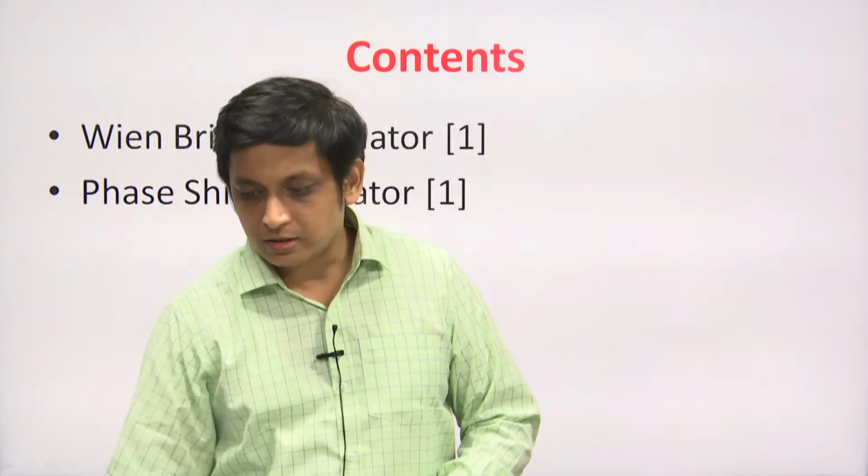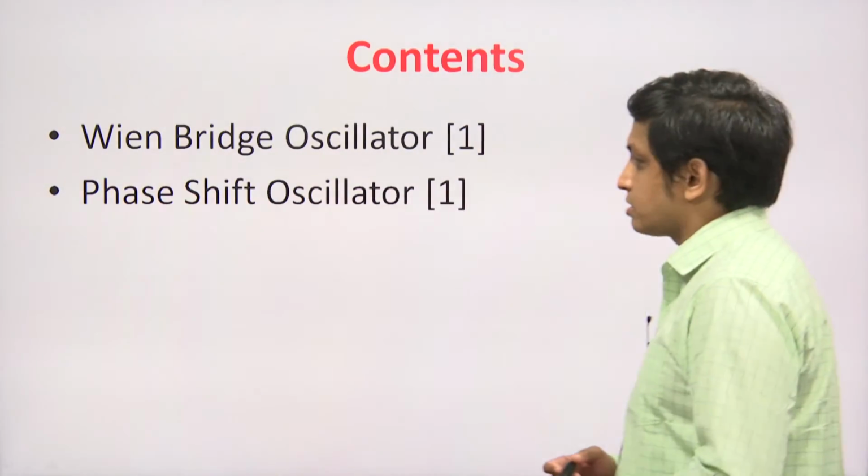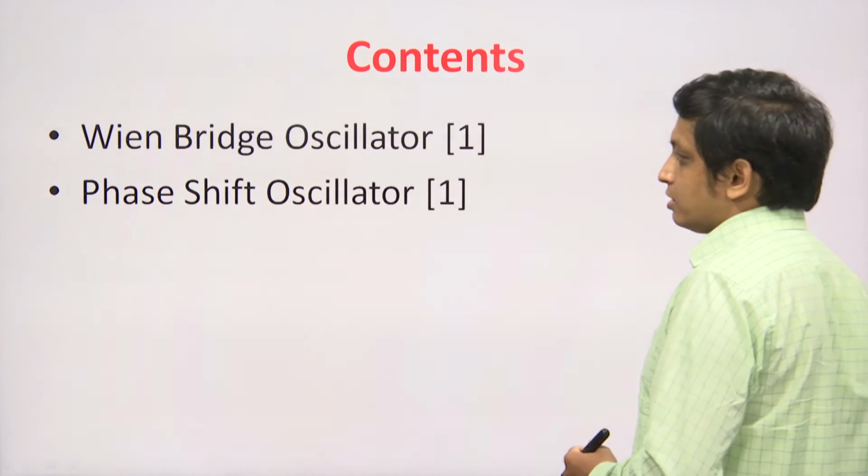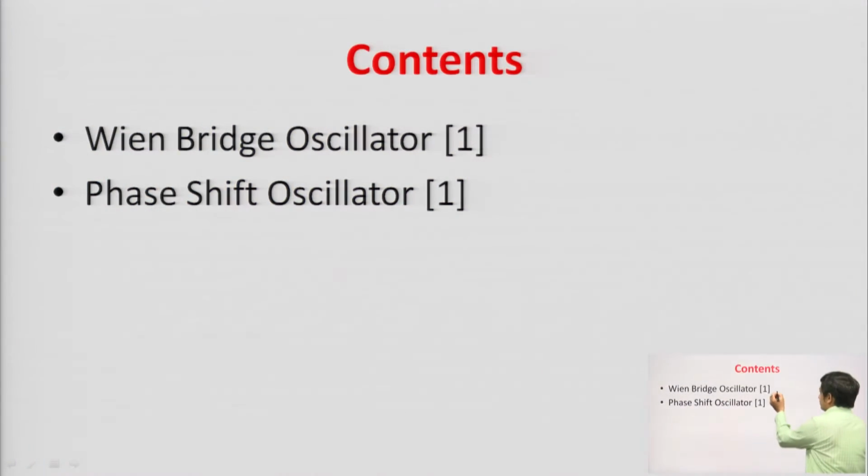Hello everyone, this is lecture 17 of the subject analog circuits. In this class I am going to discuss RC oscillators, and there are two main types of RC oscillators. One is the Wien Bridge oscillator and another one is the phase shift oscillator.